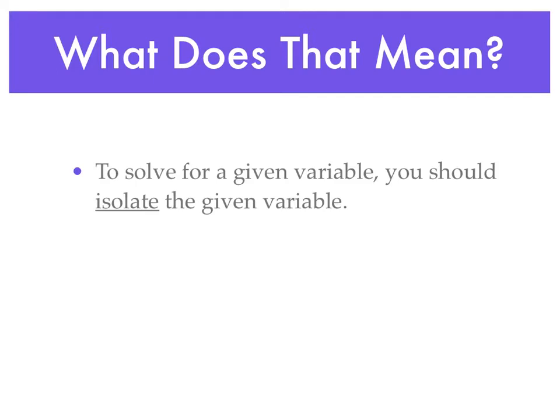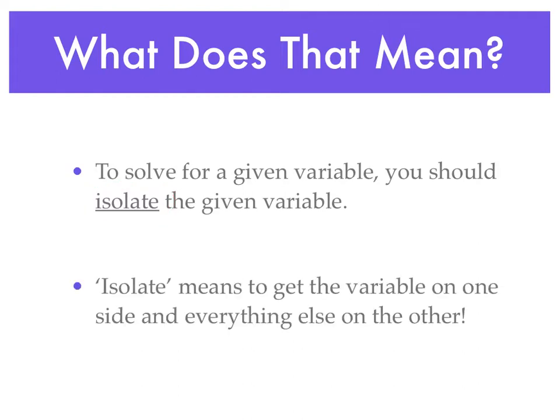So we need to talk about what that means. When I say I want you to solve for x, or solve for y, or solve for whatever letter, what that means is you want to isolate the variable that I'm telling you to. So it means you want to isolate x or isolate y. Isolate means you want to get the variable on one side and everything else on the other.